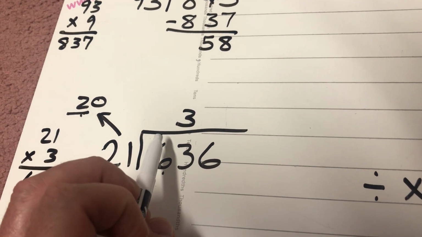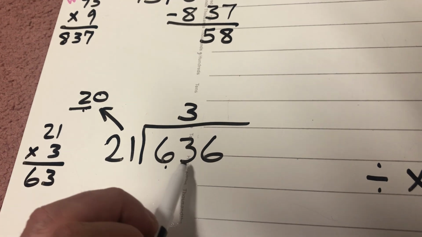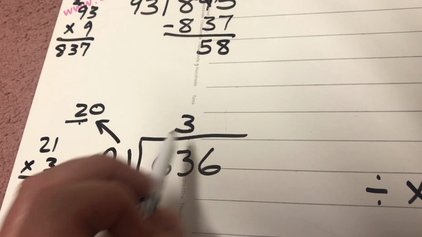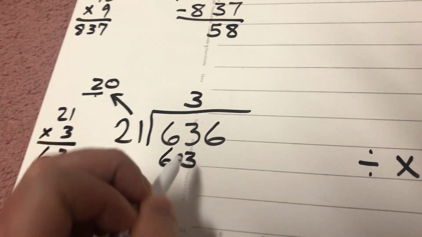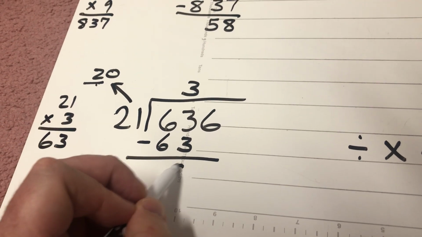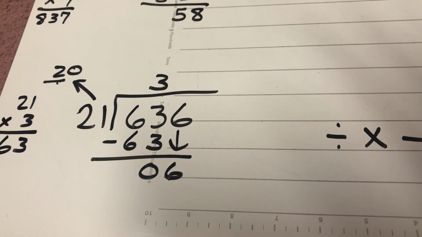I don't want to put it above the 6, because it's not 21 going into 6 3 times. I put it above the 3 because it's 21 going into 63 3 times. 21 times 3 is 63. 63 minus 63 is 0.